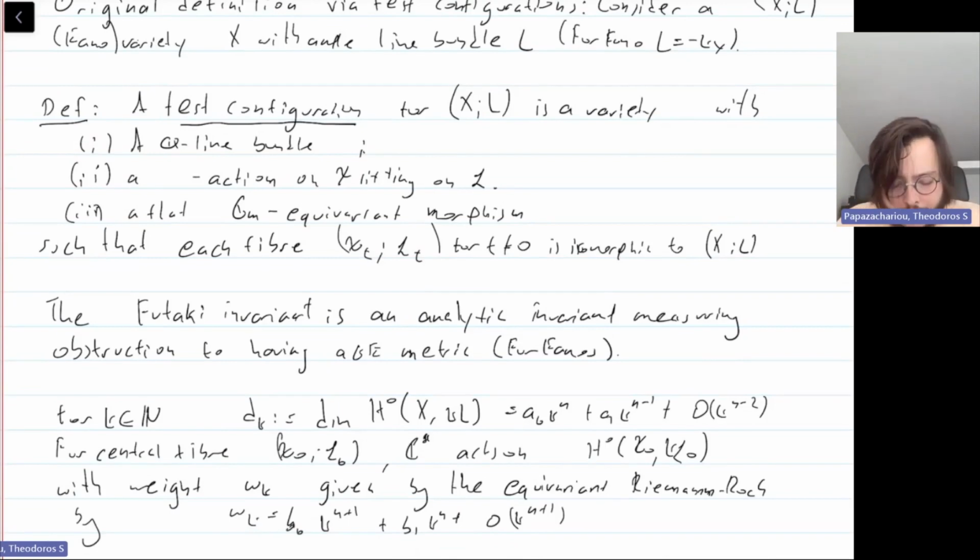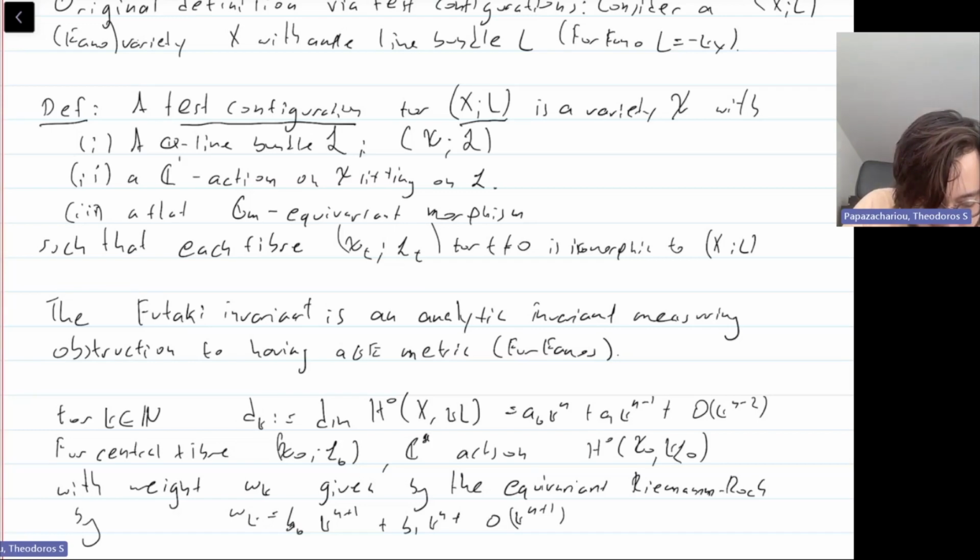But this is a general construction, and it goes as follows. A test configuration for this polarized pair, this polarized variety, is a variety, this curly X, which also has a Q-line bundle L. We usually think of these as, when we write a test configuration, we write pairs like this. And then again, as I mentioned before, you want to study these C-star degenerations.